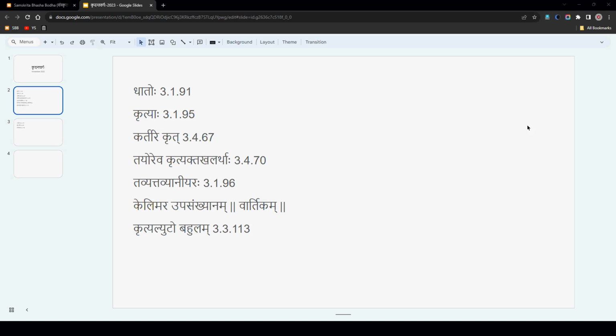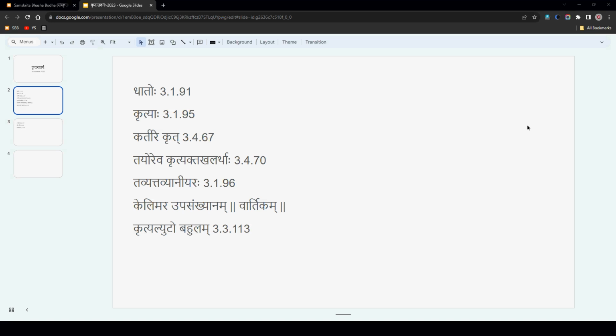The next one is 3196. Tavyat Tavyaniyaraha. This one is defining the process of applying Tavyat, Tavya, Aneeyar, which we actually saw last week. So these are applied to dhatus because these sutras are all coming after that dhatoho sutra. Means these pratyayas are applied to dhatus only.